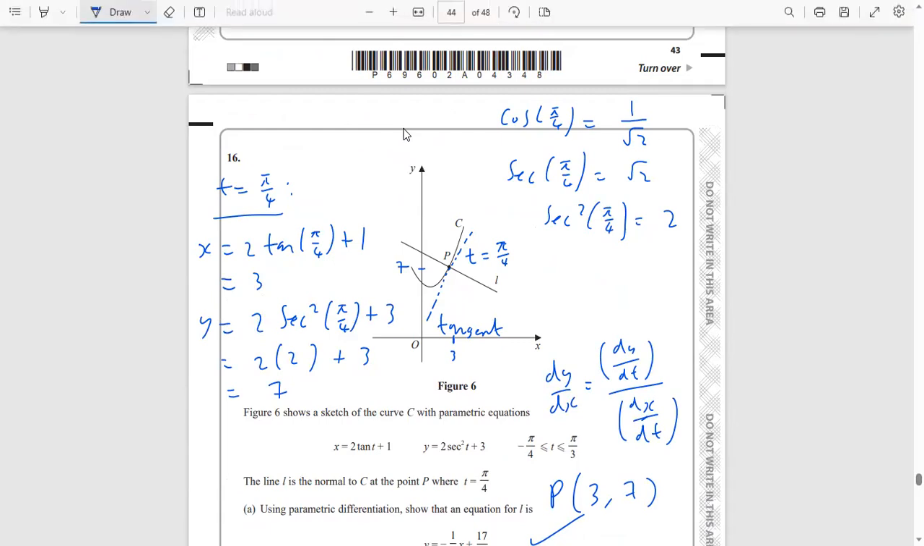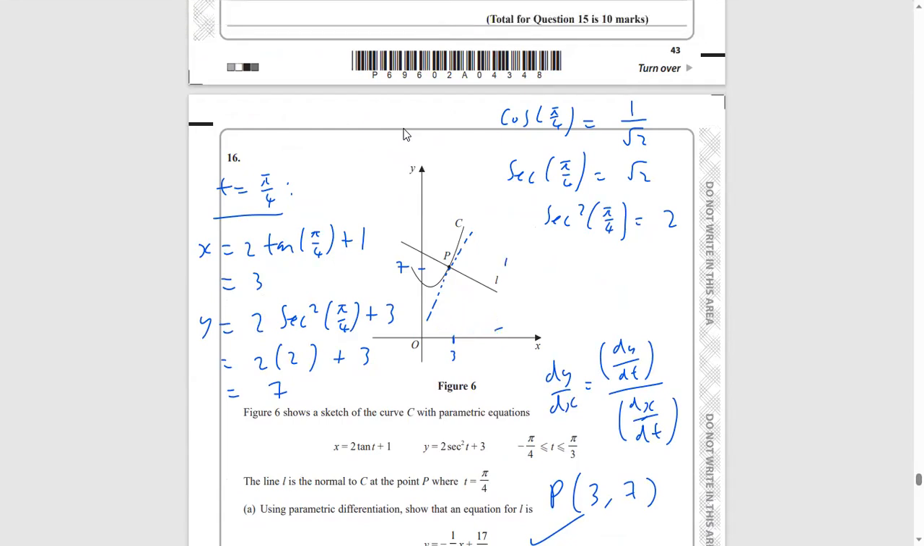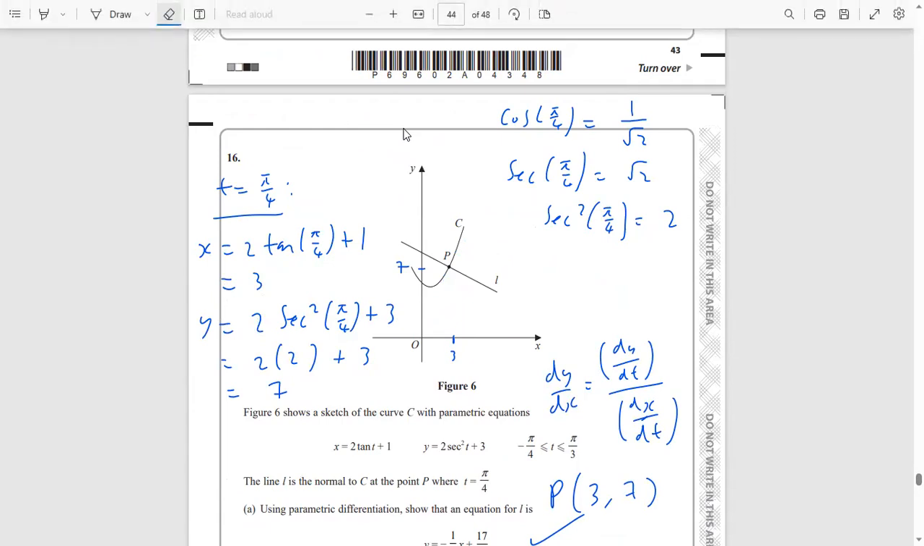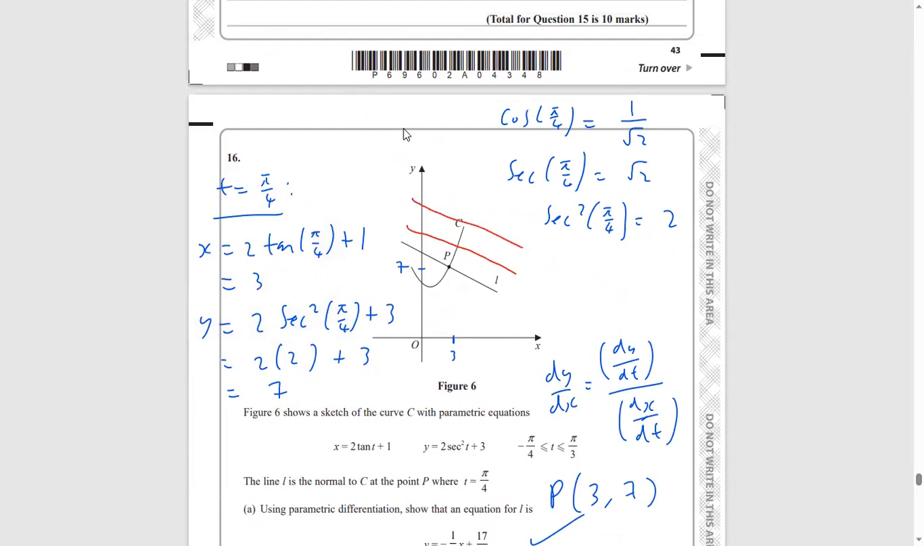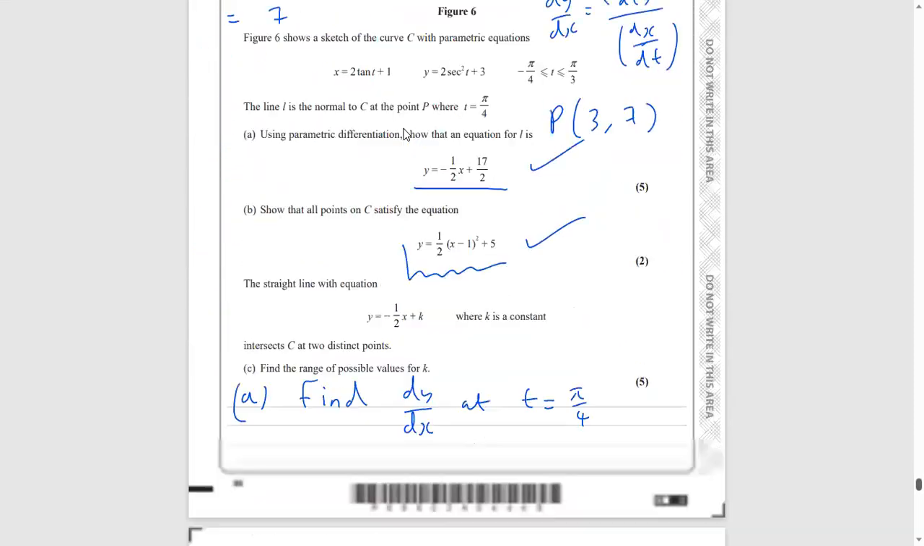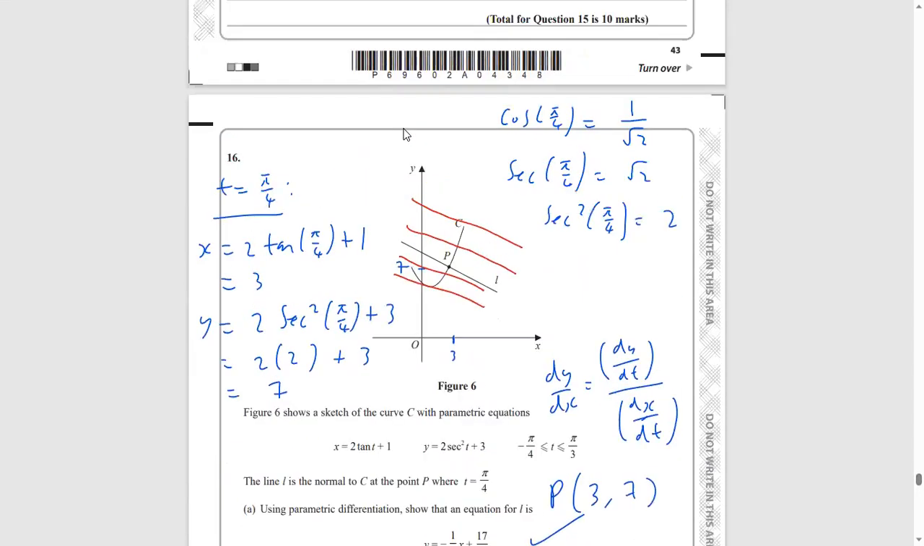So let me just rub out this mess here, because we've done this now, so we're happy with all this stuff here. I'm going to rub out this tangent line here. So what we've got is this family of straight lines. So we've got that there, that there, that there, that there. We've got these red lines here which have a gradient of negative half, parallel to this normal line that we found in the earlier part of the question. These lines all have a gradient of negative half, and we've got this plus k at the end here, and we want to find the values of k that give us two distinct points of intersection.